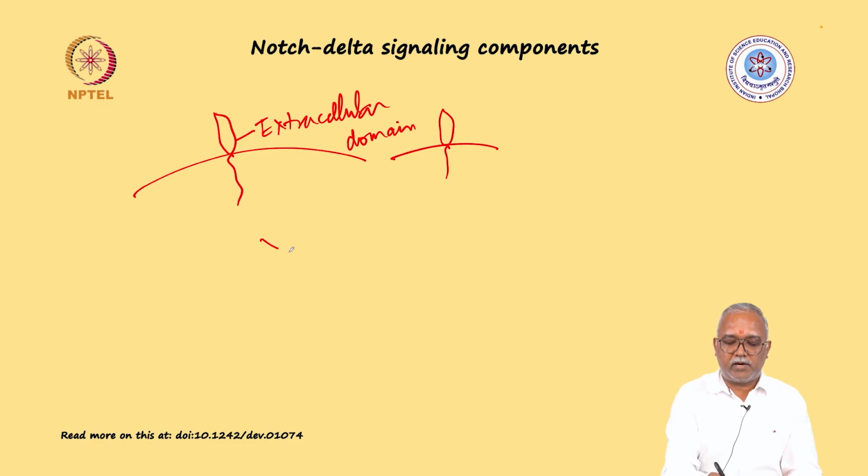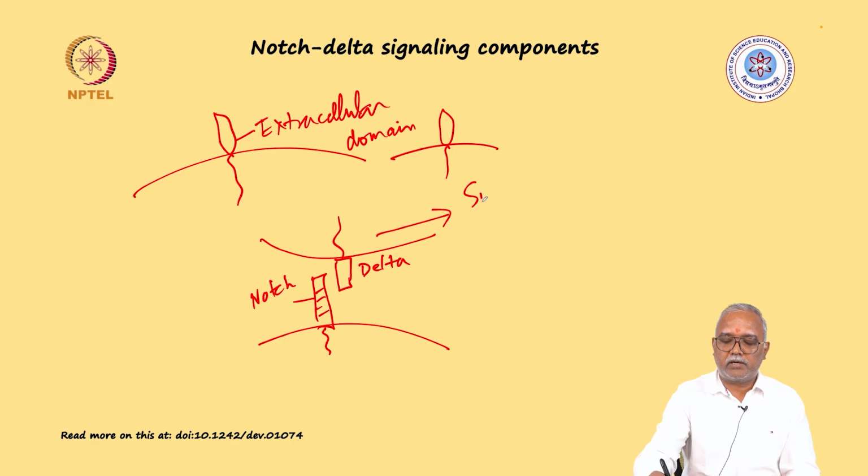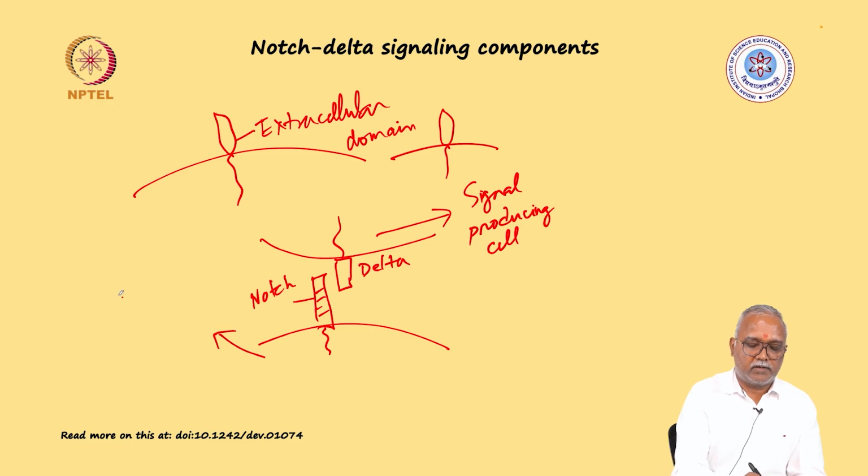So if you imagine a scenario where there is one cell which is expressing the ligand, which in this case is Delta, and the other cell which is expressing the receptor, which is Notch here. The cell which is expressing Delta is called the signal producing cell, and the cell which is expressing Notch is called the signal receiving cell.